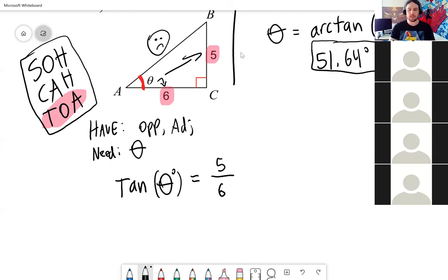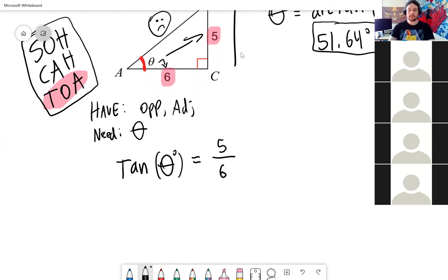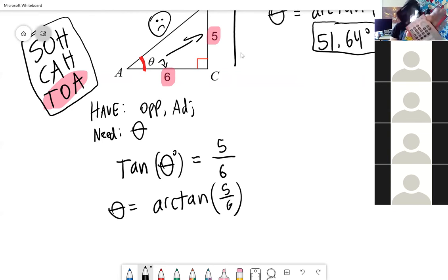So tangent theta equals 5 over 6, and just like there is a sine inverse and a cosine inverse, we get theta equals arc tangent of 5 over 6. Which again, on the calculator, arctangent 5 divided by 6, I got 39.8 degrees.